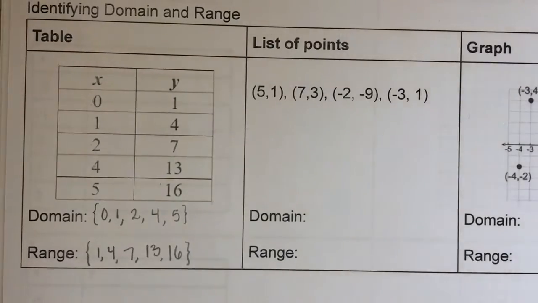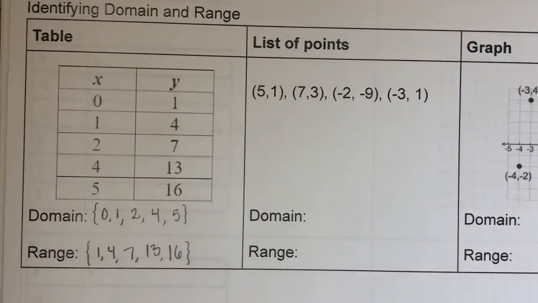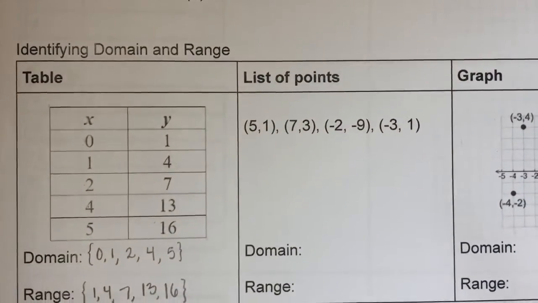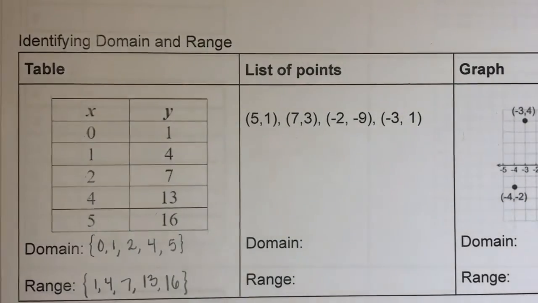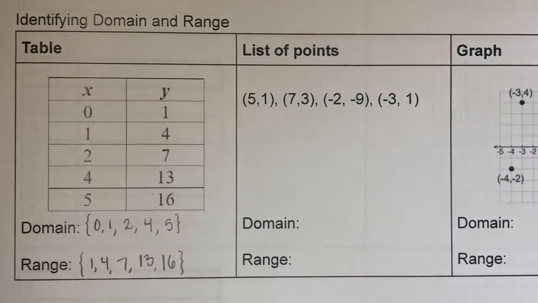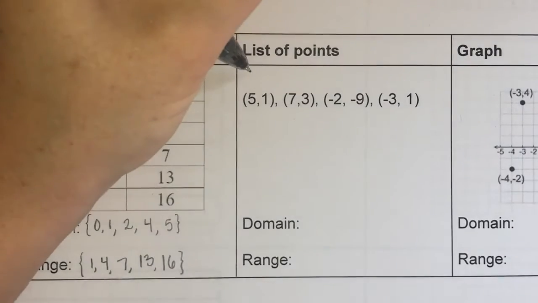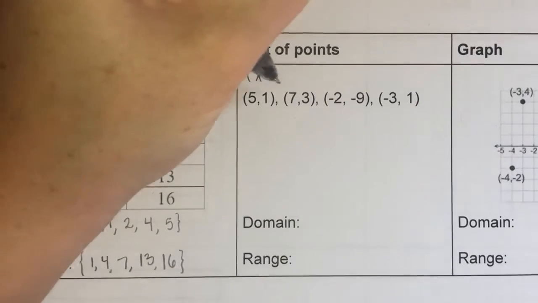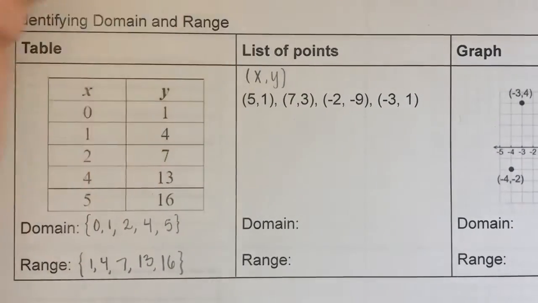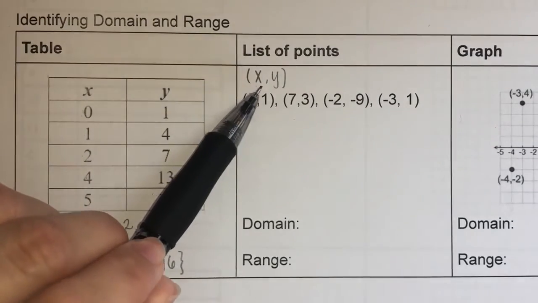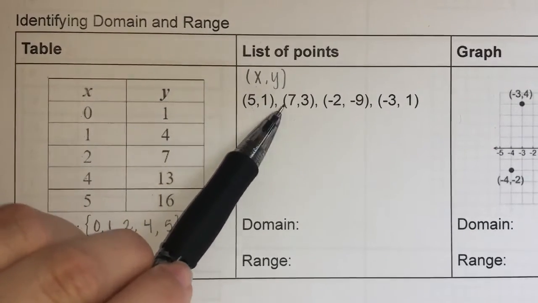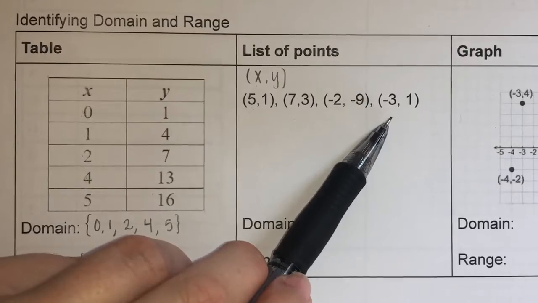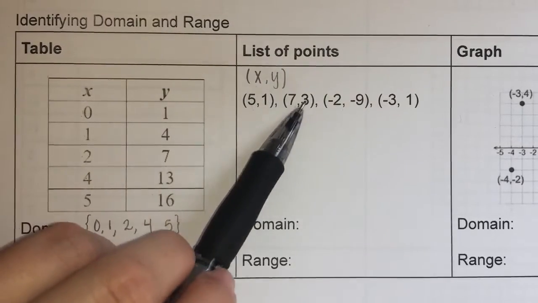Now we'll move on to when we're pulling domain or range from a list of points. If we want to make a list of the domain from a set of points, we have to know that domain is associated with the x coordinate and range is associated with the y coordinate. So if I write a point, it goes in this order. That means that all of my first numbers are my x values, and all of my second numbers are my y values.